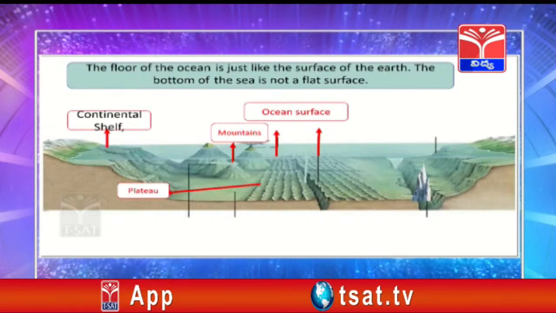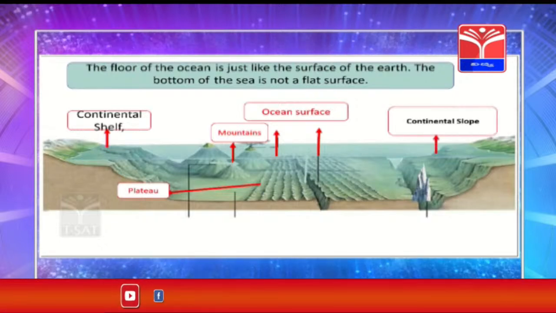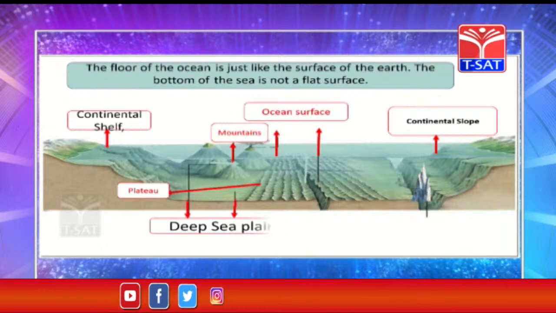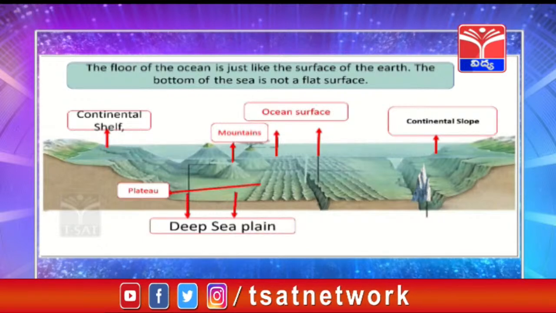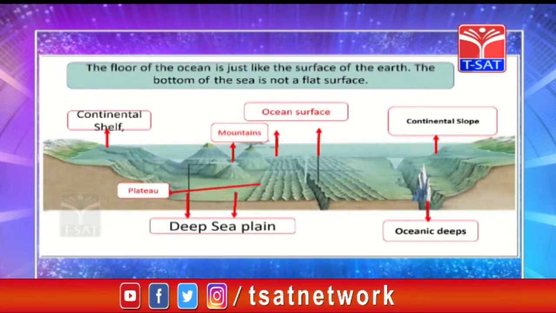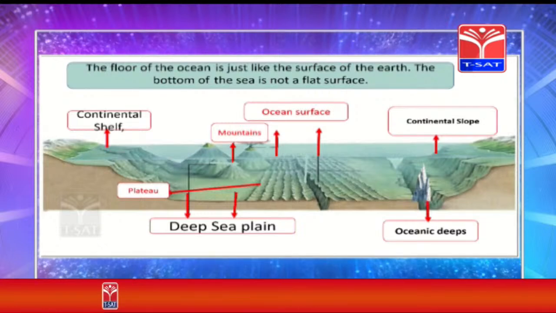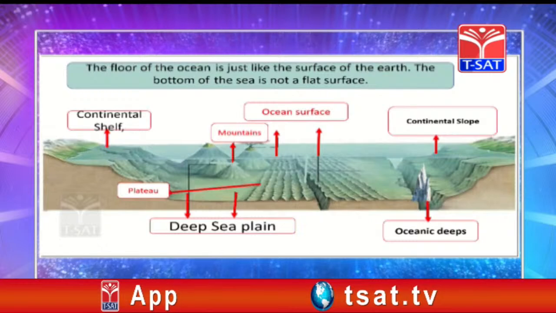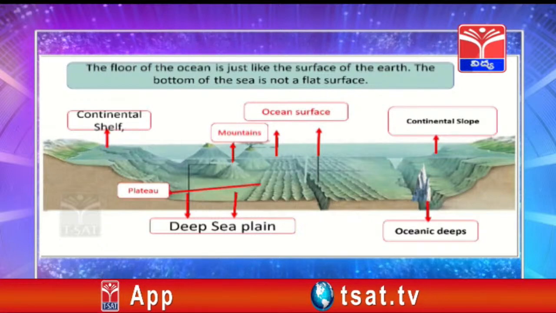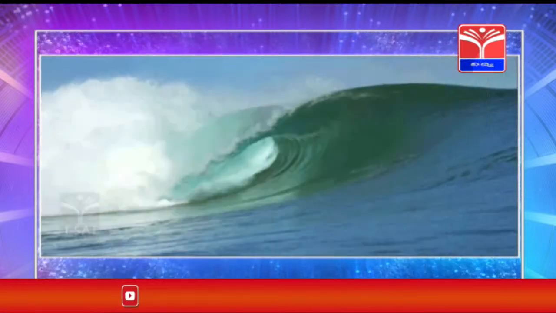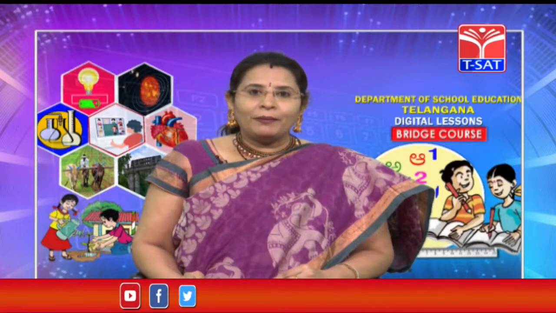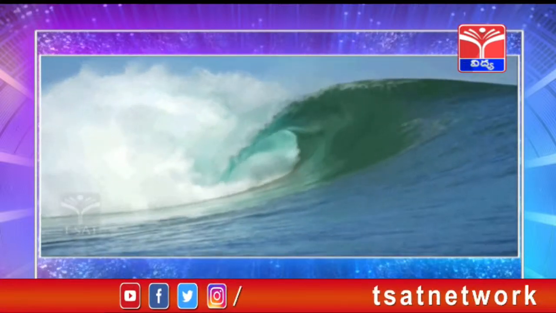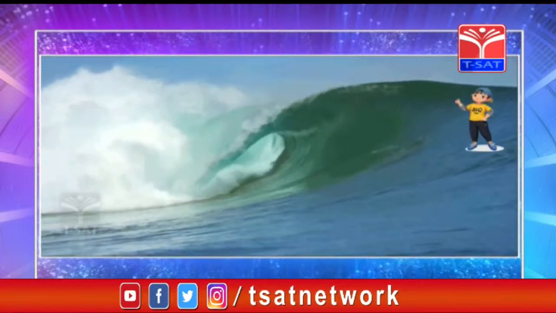The first one is the continental shelf, then the continental slope, the deep sea plains or abyssal plains, and the oceanic deeps or the trenches. As you all know children, the water never remains still. It keeps moving. So now let us learn about the movements of the ocean. The first movement of the ocean is waves.